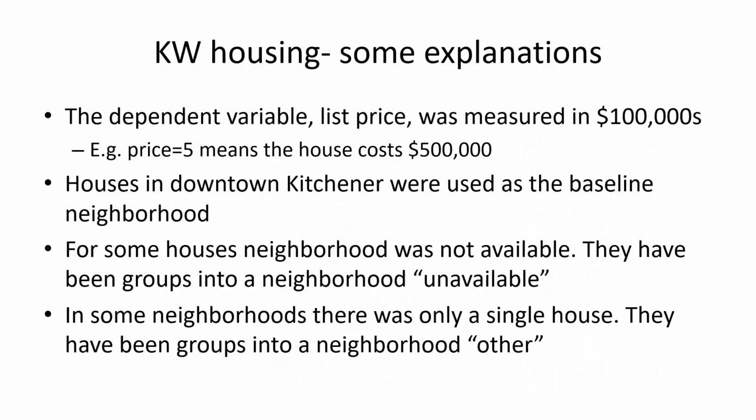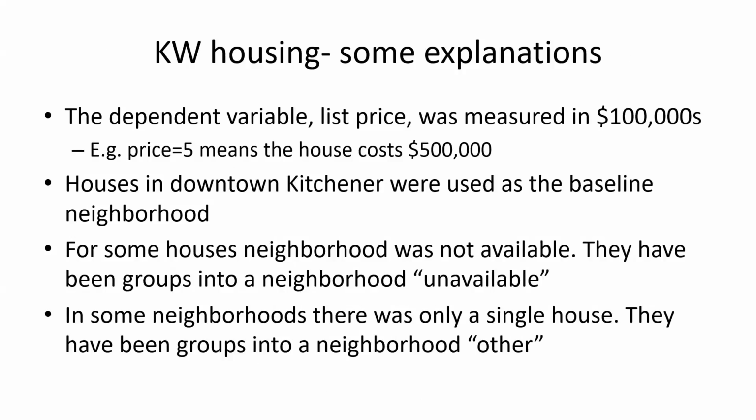So I'm going to offer some more explanations. As before, we have put the list price in units of $100,000. That has nothing to do with computations. It's all about the coefficients. Large coefficients are just harder to look at, so I wanted them to be small. So price 5 means the house costs $500,000.